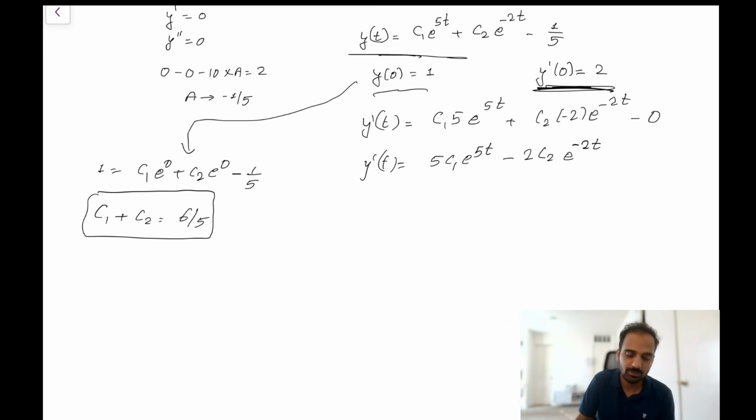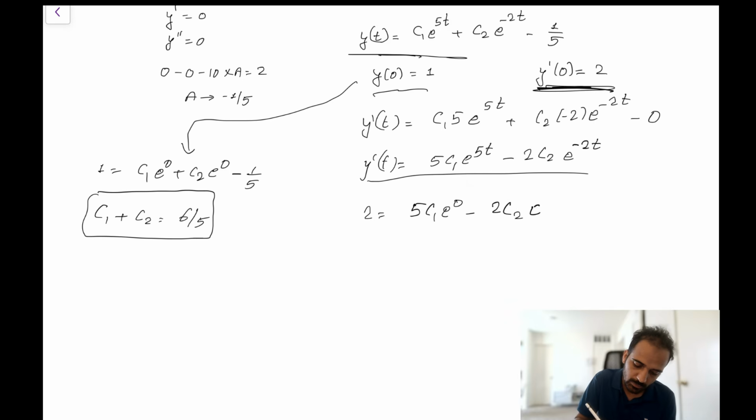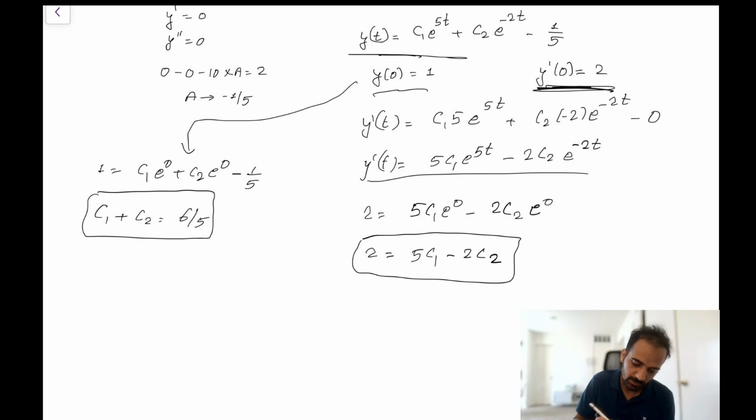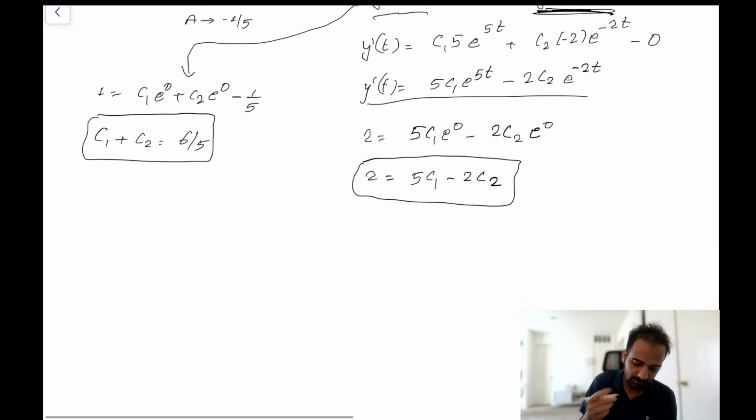Okay, y prime 0 equals 2. That means 2 equals, if I put in this equation, 5c1 times 0 minus 2c2 times 0. Okay, this will be 2 equals 5c1 minus 2c2. So you have two equations. You can use either the elimination method or the substitution method, any method, and calculate the value of c1 and c2.